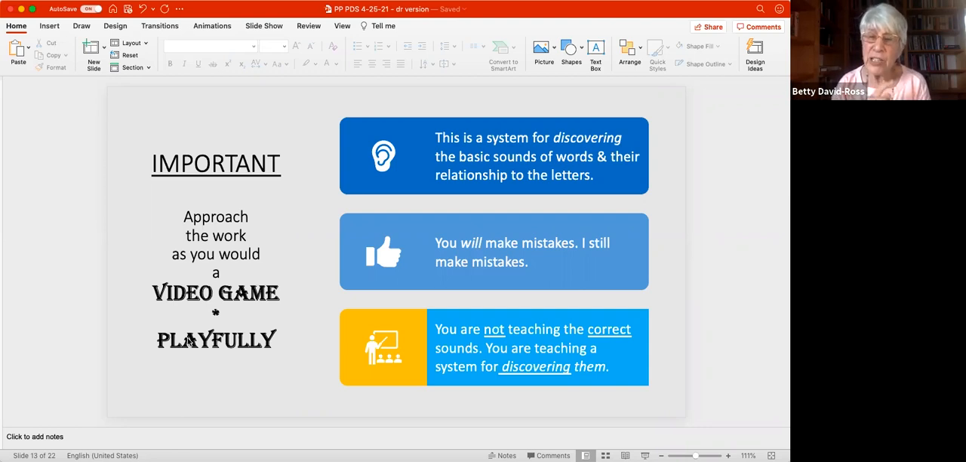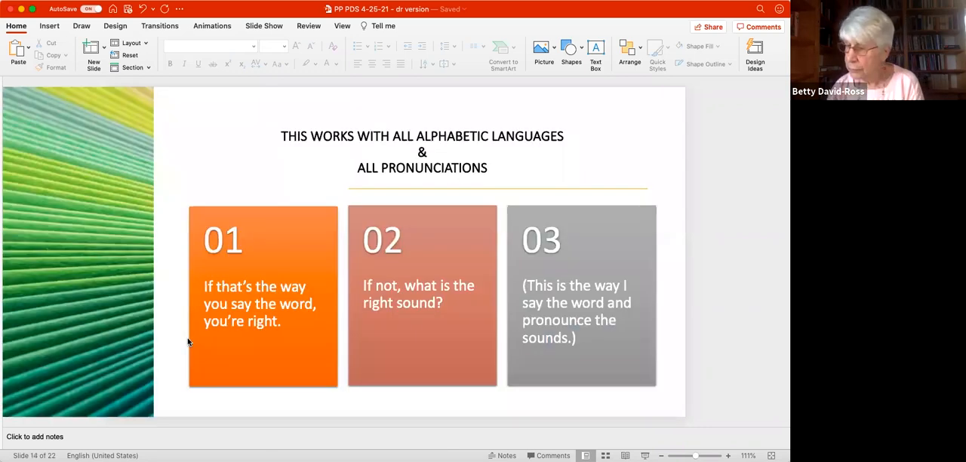Okay, remember, you're not teaching the correct sounds. You're teaching a system for discovering them. This system works with all alphabetic languages.